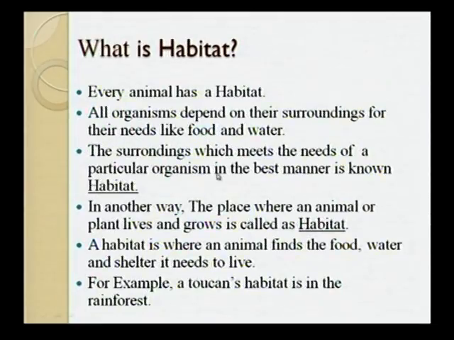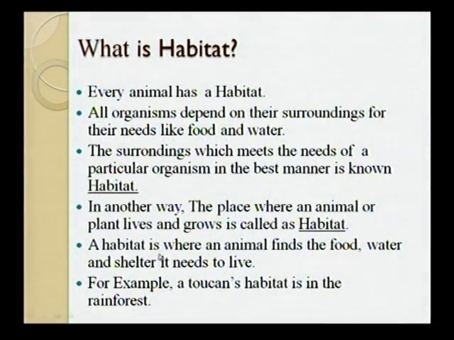So look at here. So this is the definition of the habitat, that every animal has a habitat. We know that. And all organisms depend on the surroundings for their needs like food and water and also shelter. And the surroundings which meets the needs of a particular organism in the best manner is known as habitat. And in other words, the place where an animal or plant lives and grows is called as habitat.